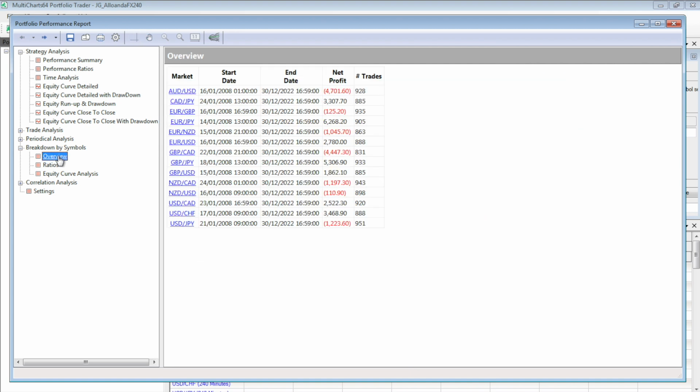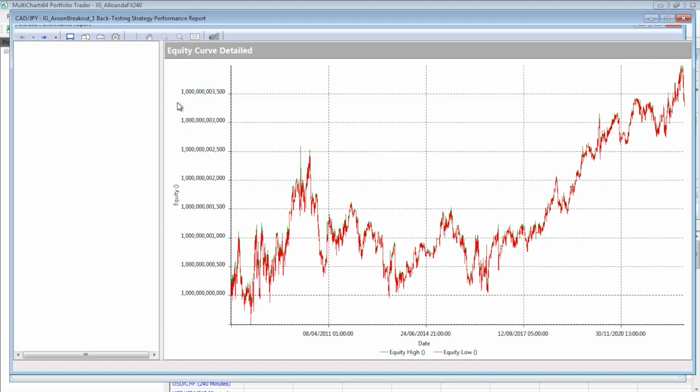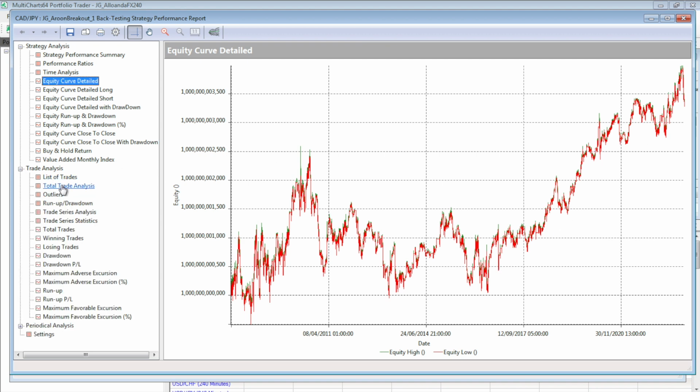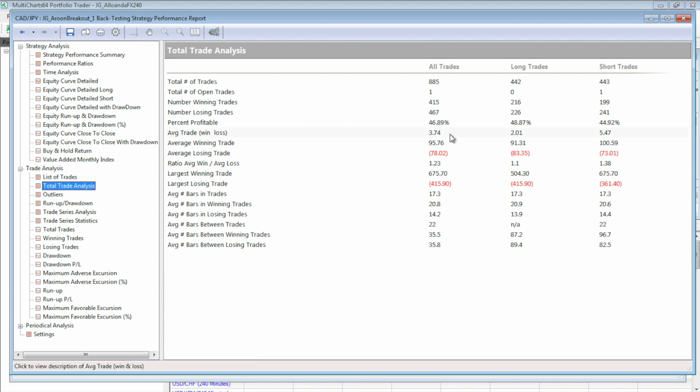Let's look at the individual markets. This time Australian dollar, US dollar isn't profitable. First one which is profitable, Canadian dollar, Japanese yen. There's the equity curve. Not that great. It has been working in recent years, okay. We've got an average trade of 3.7 pips. So by the time we've added a few pips of costs and commissions, etc., this is going to be a money-losing strategy with an average trade value that small.